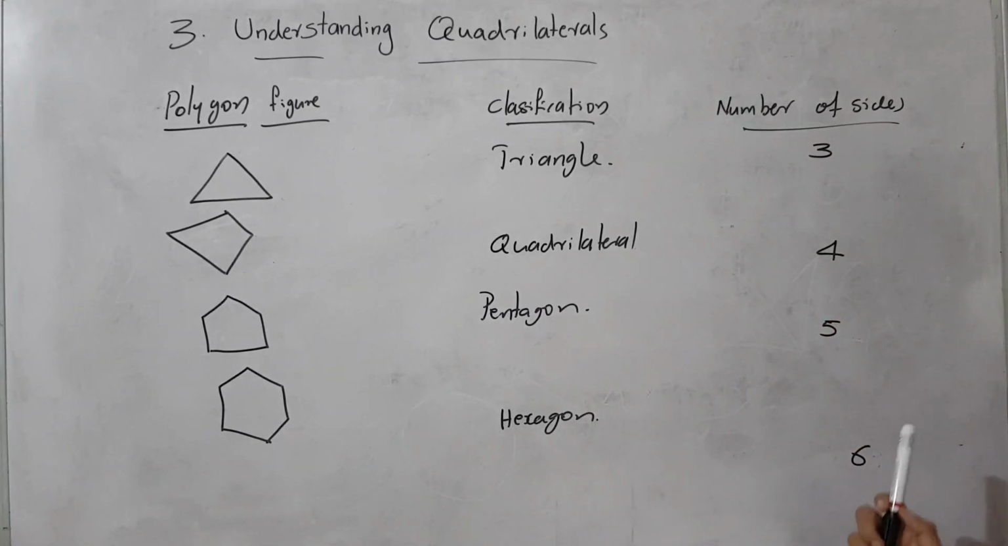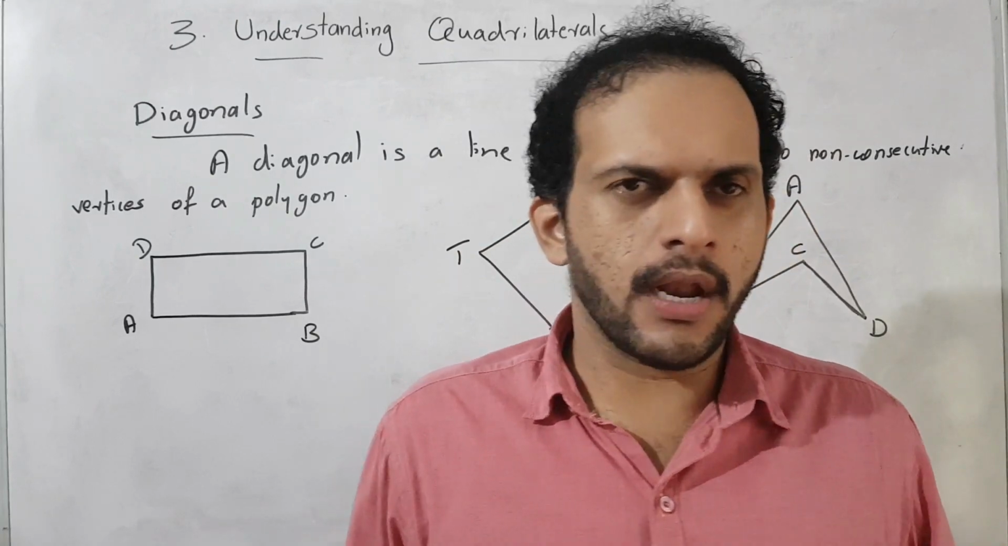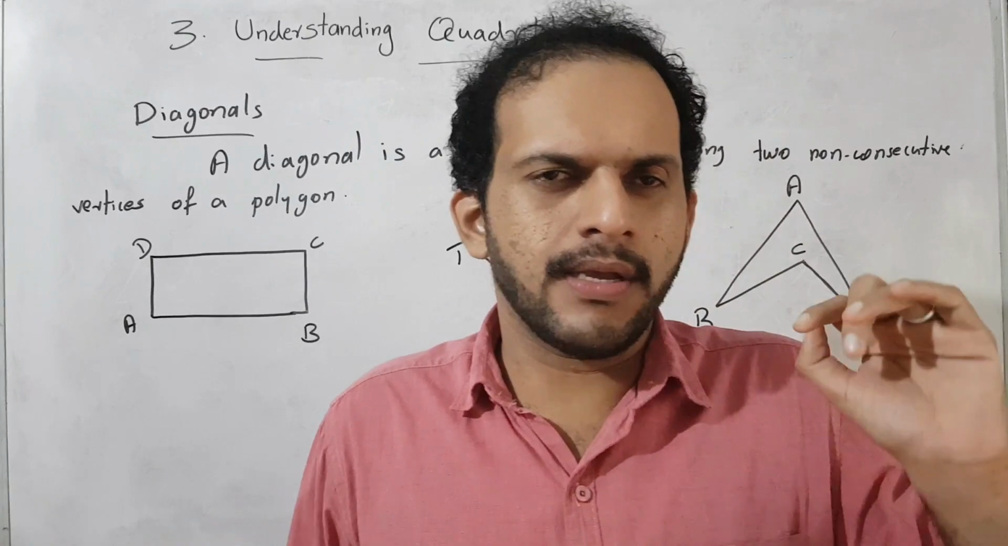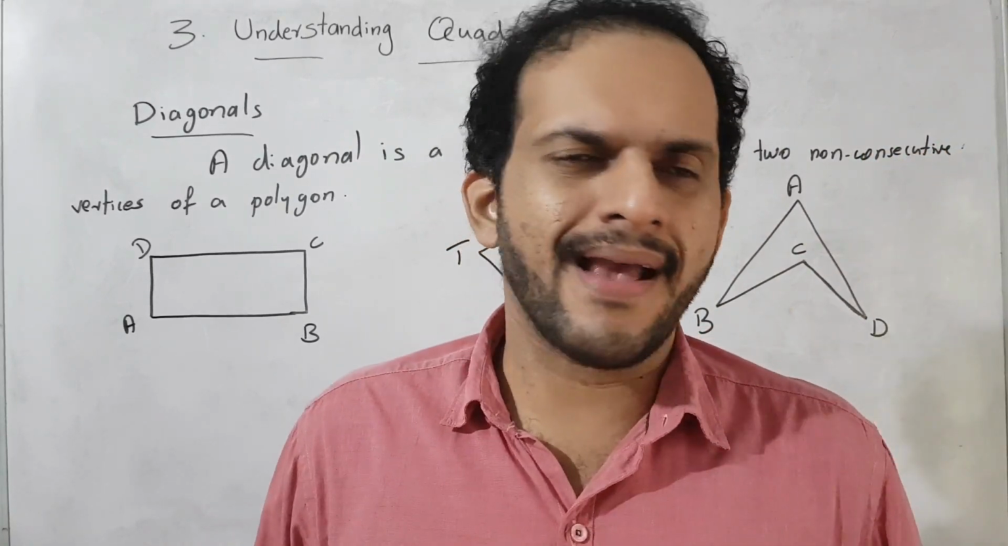Hexagon means the number of sides is 6. Okay. Then now you know which one is the least polygon. The least polygon is triangle. Correct. The next one is quadrilateral. If the number of sides is 5, then it is called pentagon. If it is 6, it is called hexagon, like that.